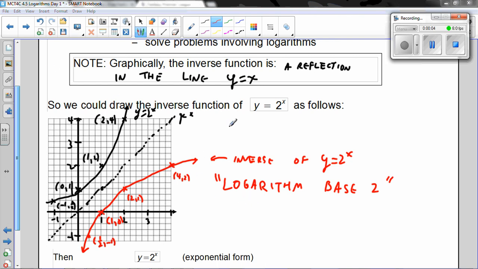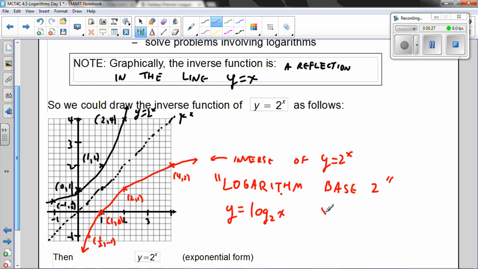The name of this function, logarithm base 2, and how we write it, is new to us as well. Log, and then what's called a subscript. It's kind of like the opposite of an exponent. It gives us the base of x, log base 2 of x. And notice a few things about this logarithm function.